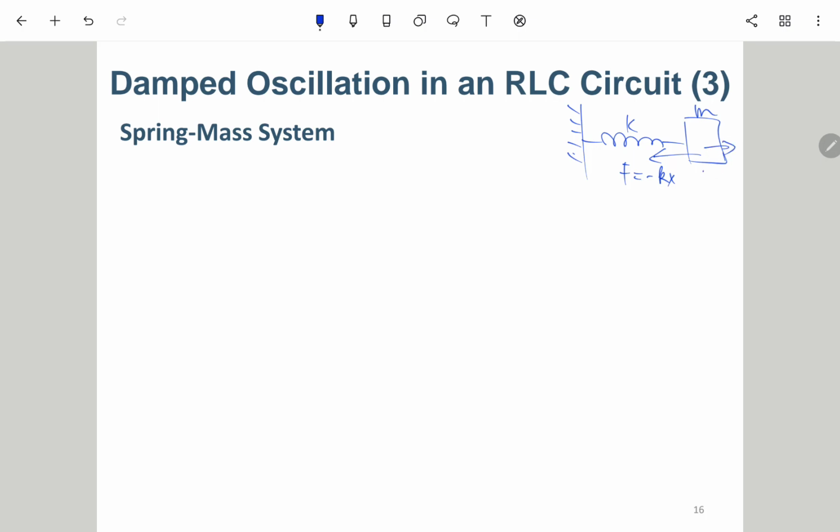So this F is actually negative b times dx/dt, or you can consider it negative bv. This is negative, which has the opposite direction as the velocity, and it is multiplied by a coefficient that relates to how large the friction force is.